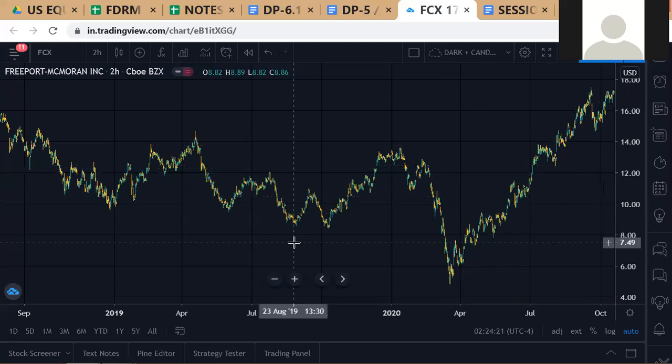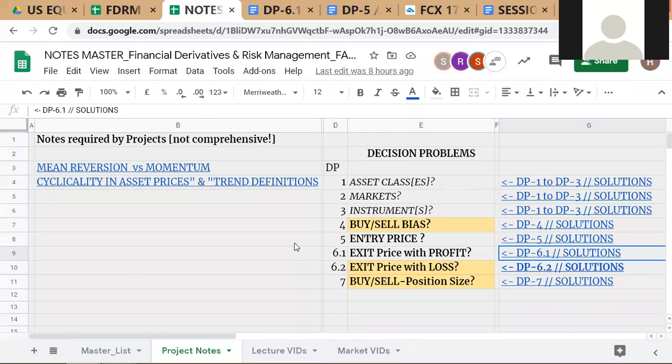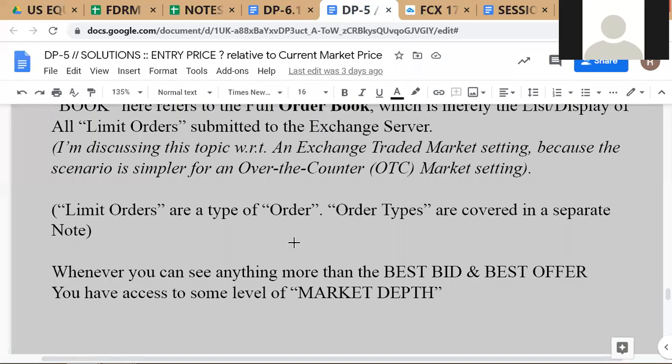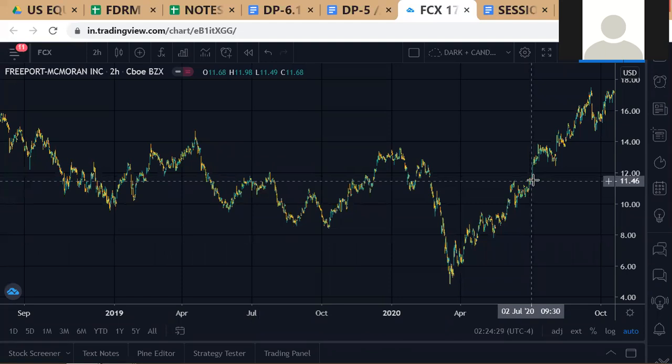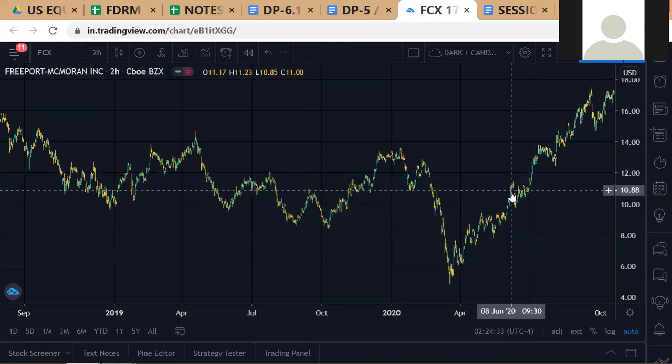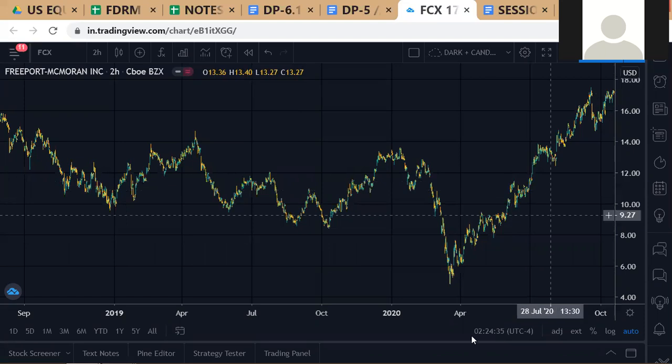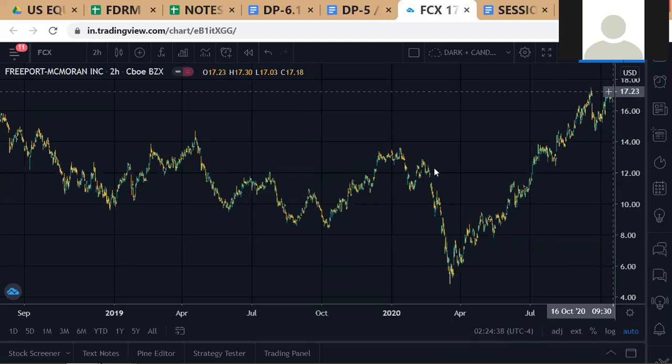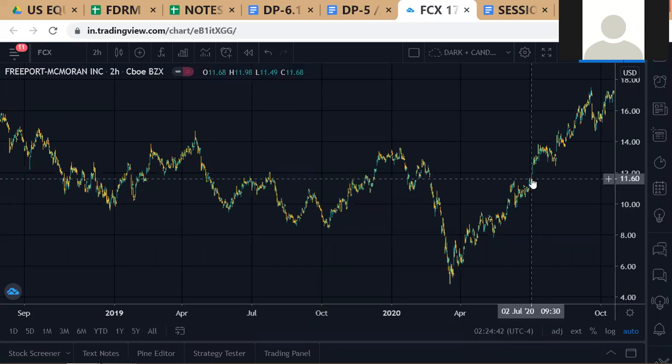So let's understand the decision problem. The decision problem is exit price with profit. A trader has bought this stock at 11.5. At that point, he placed the stop here. Now the market is a lot higher, almost about $17.25. So the question for this trader is: at what point should I exit this trade now that it's making a profit? At some point I need to realize my profits, crystallize them and lock them in by selling my long position. The question is at what point should I do that? All right, that is the decision problem.